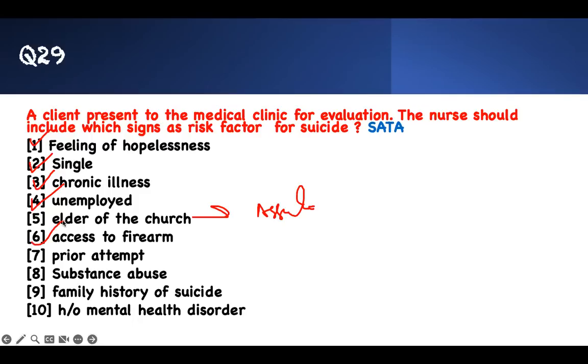Prior attempt: if you've done this before, it's more likely you'll be successful. If you have a substance abuse issue, yes, that's a problem. A family history of suicide doesn't help either, and a history of mental health disorder is worrying. So these are the risk factors for suicidal ideation and suicide. I just put it there so I can give you all the content you need.